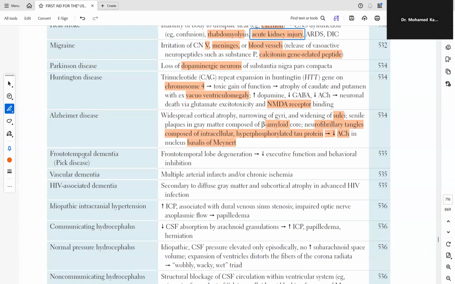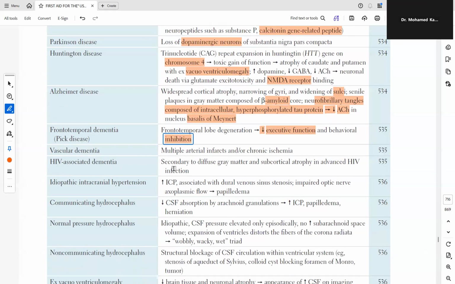Frontotemporal dementia, also called Pick disease. Frontotemporal lobe degeneration leads to reduced executive function and behavioral inhibition. Vascular dementia: multiple arterial infarcts and/or chronic ischemia, so ischemia basically to the brain. HIV-associated dementia: diffuse gray matter and subcortical atrophy in advanced HIV infection.